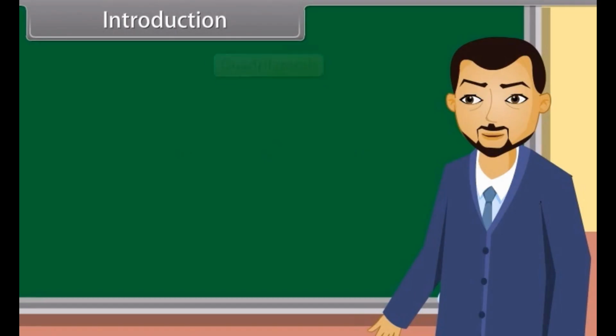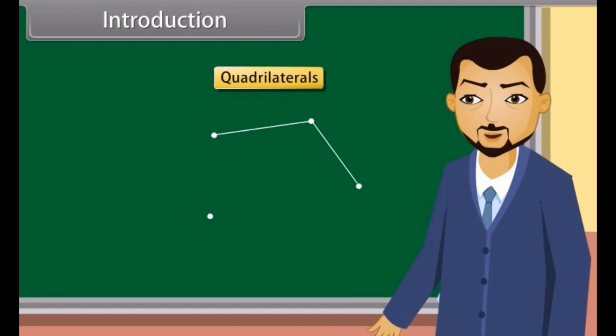Today we'll study about quadrilaterals. A quadrilateral is formed when we join 4 points.